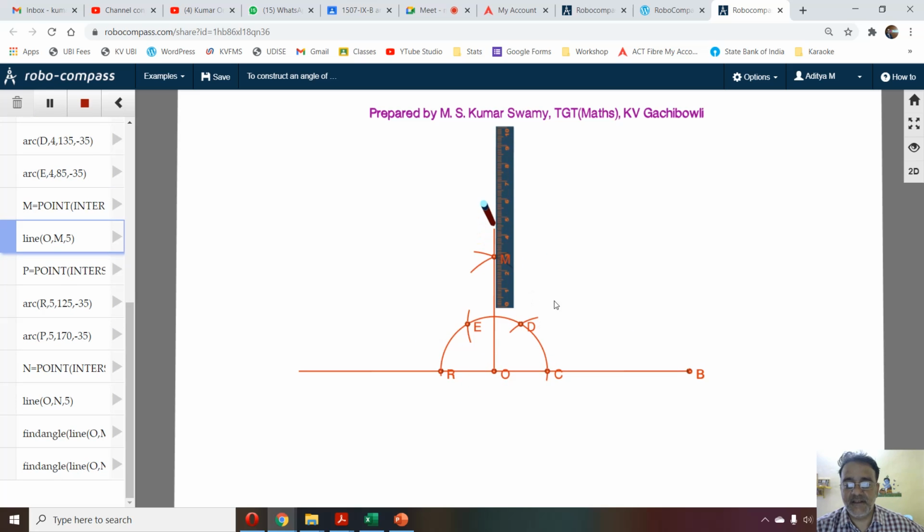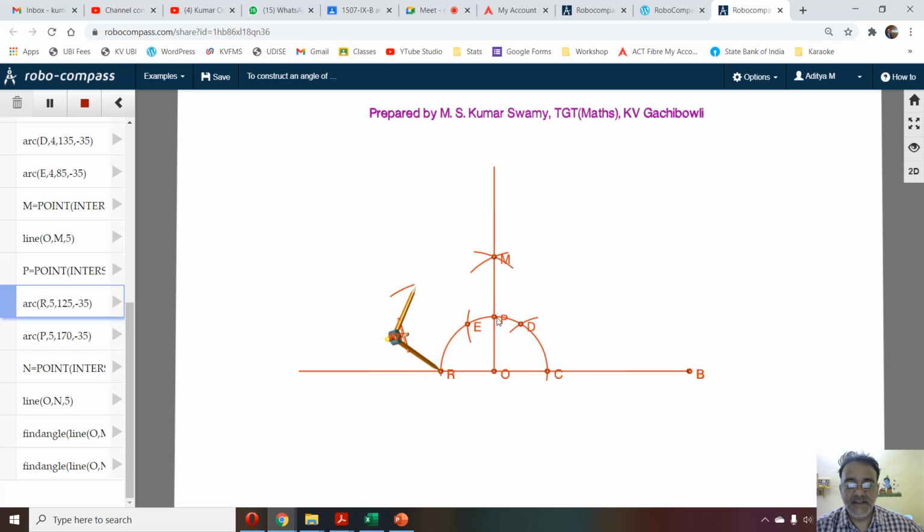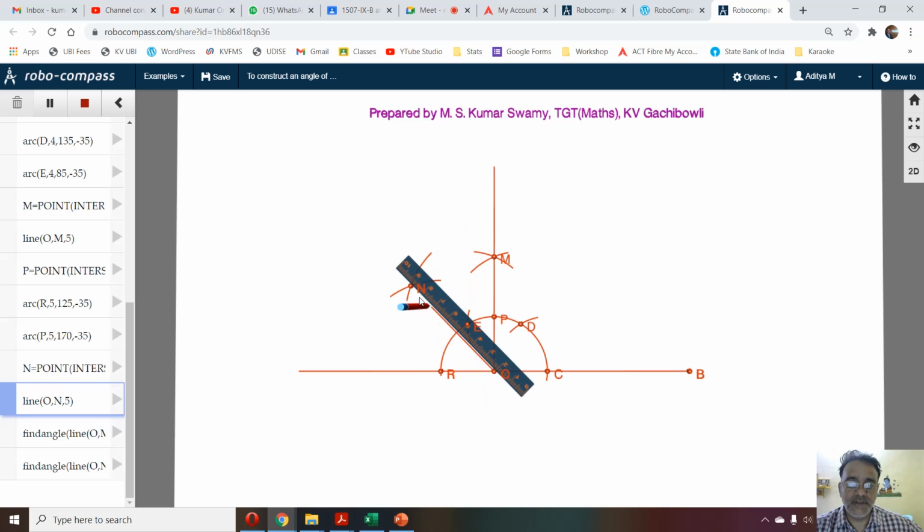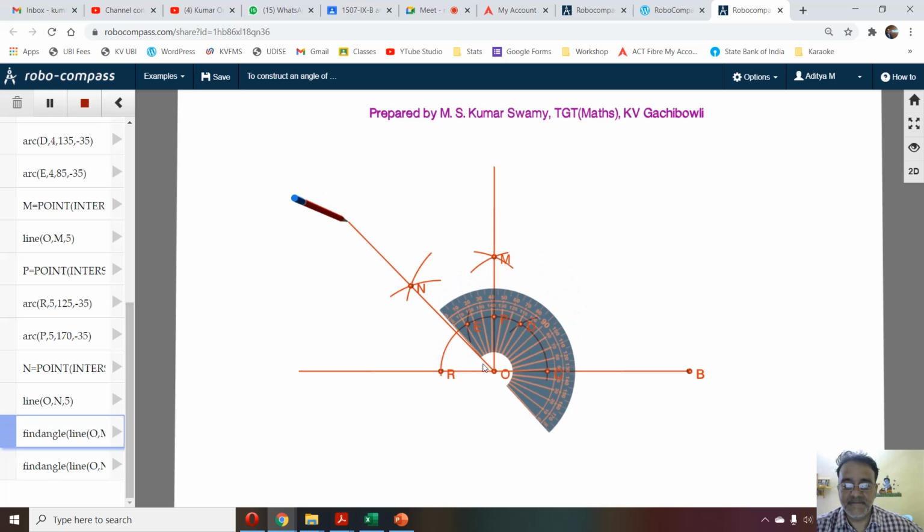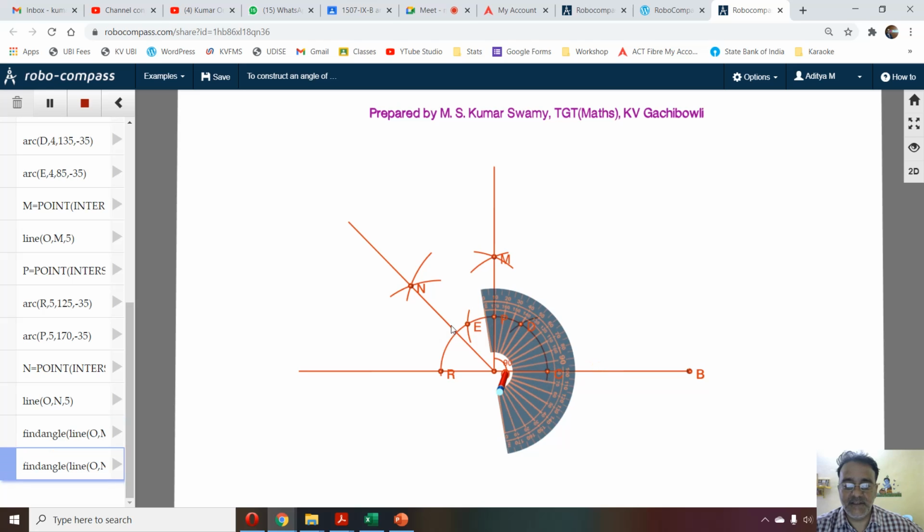So this completes 90 degree, and this straight line is 180 degree. So between 90 and 180 we are going to draw angle bisector. So this point is P, with center R and P. With center R and P, we are going to draw two arcs of radius more than half of PR. They will intersect at point N. Now through ON we are going to draw a line. So this is 135. So this one was 90 and this is 135.